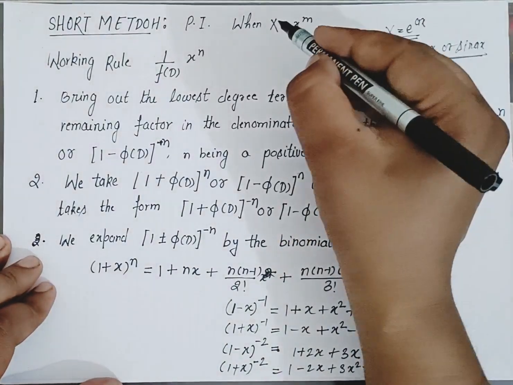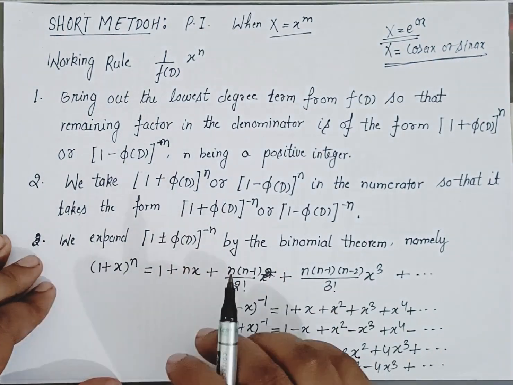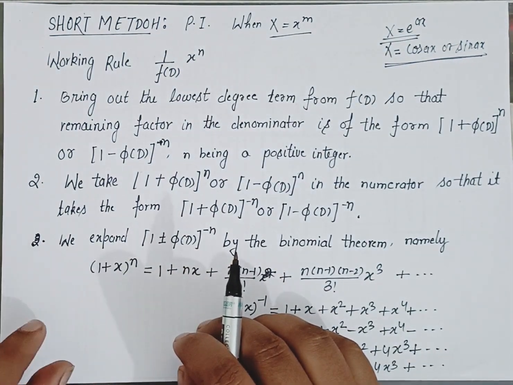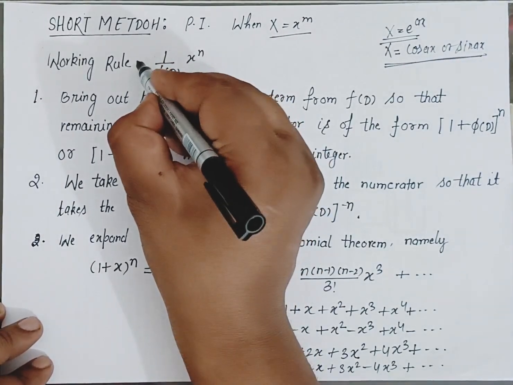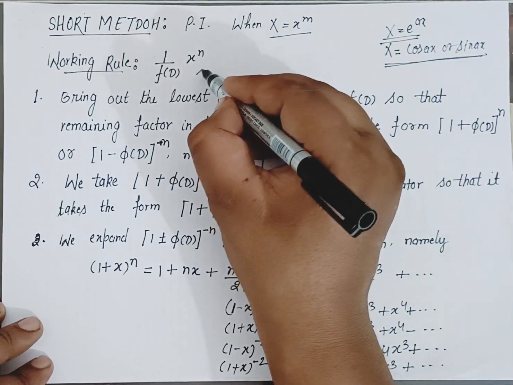So if you have capital X equal to x to the power m form, then how will you evaluate? What is the working rule? What is the working methodology? So we have the working rules here for this form.